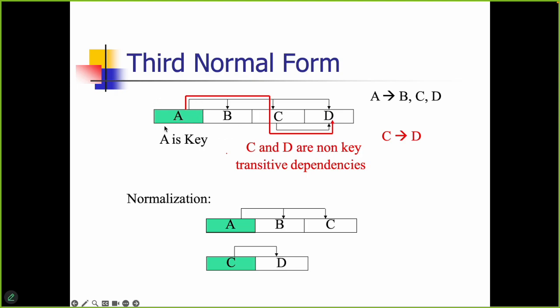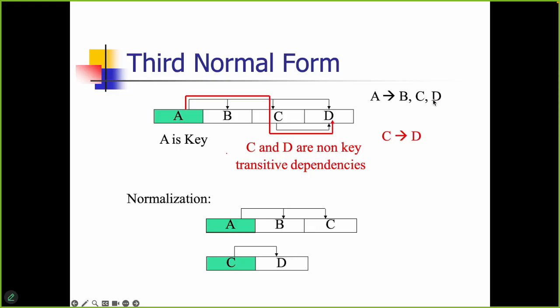So let's say you have A, B, C, D. These are the columns of your table. Now you have, for example, A as your primary key. And so if A is the primary key, one dependency is that A can uniquely identify all the columns, right? So that is obvious.